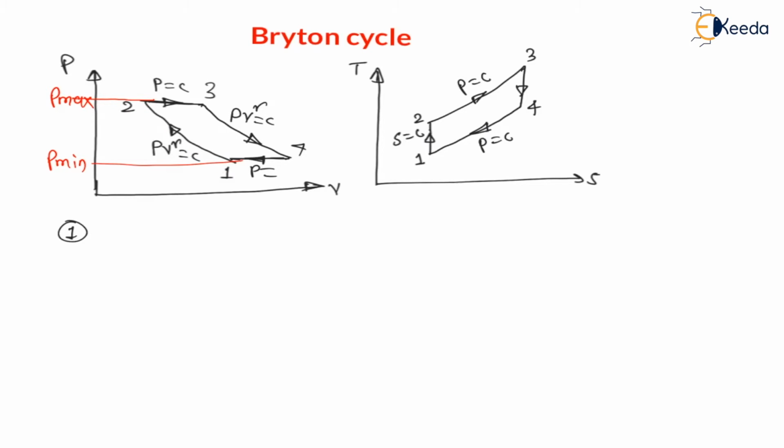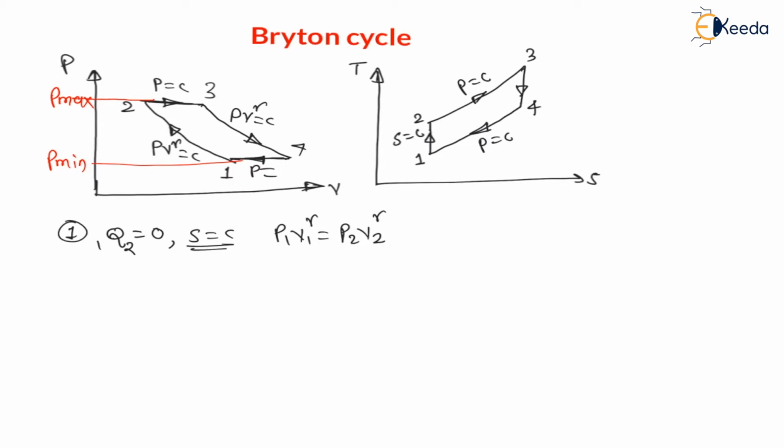Therefore for process 1 to 2, the equation is PV raised to gamma is equal to constant. As it is reversible adiabatic compression, reversible adiabatic means heat transfer during process 1 to 2 is 0. That means for an adiabatic process there is no heat transfer and entropy remains constant. The equation of the process is P1 V1 raised to gamma is equal to P2 V2 raised to gamma.